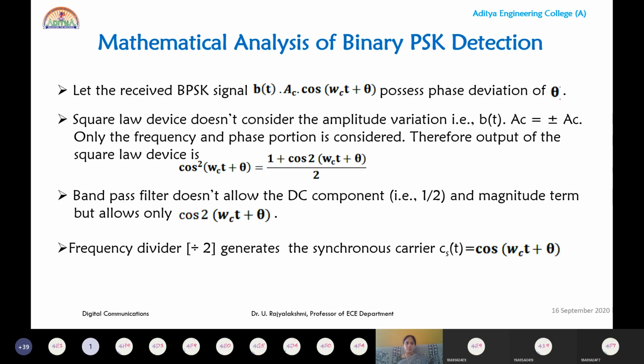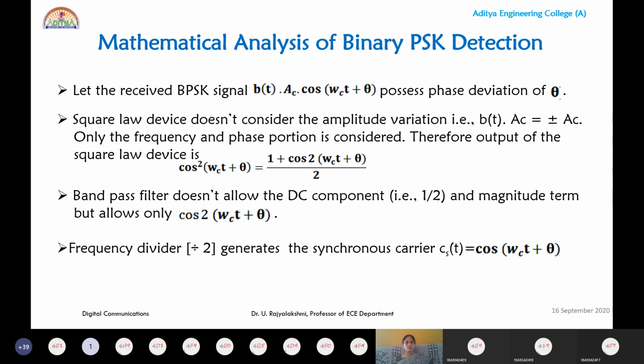So what can be the output of the band pass filter then? The band pass filter allows cos(2 omega_c t plus 2 theta), because the band pass filter should allow the higher frequency component. It doesn't allow the DC component and the magnitude term. So the band pass filter input is (1 plus cos(2 omega_c t plus 2 theta)) divided by 2. Once that is applied to the band pass filter, it does not allow the DC component and magnitude term. So you will get the output as cos(2 omega_c t plus 2 theta).